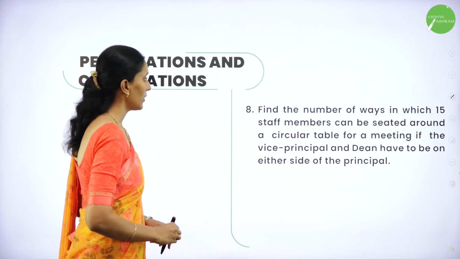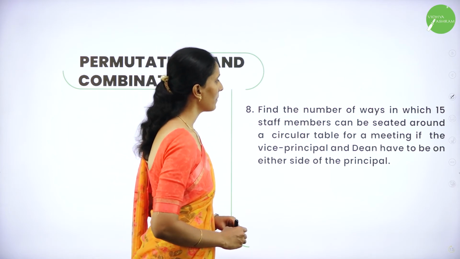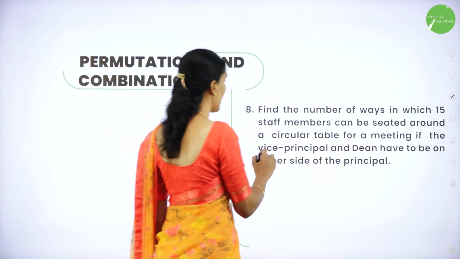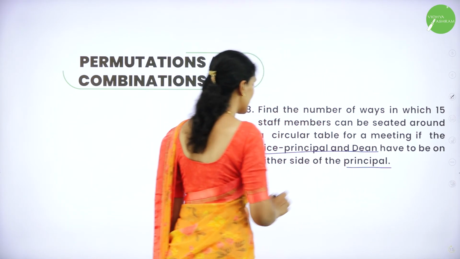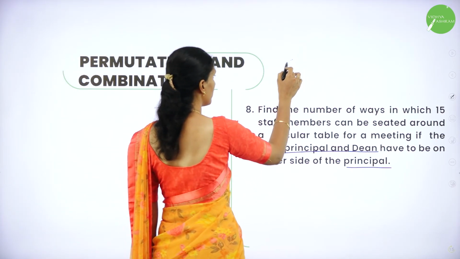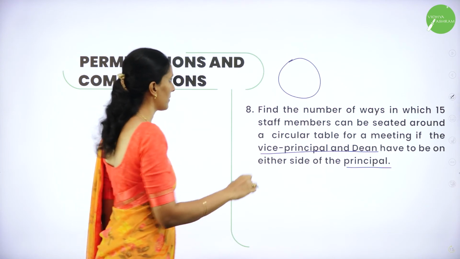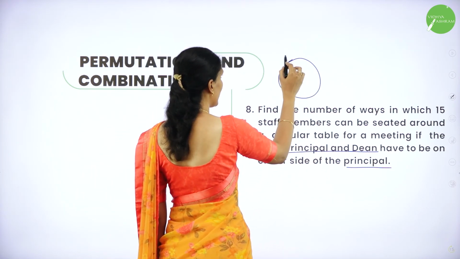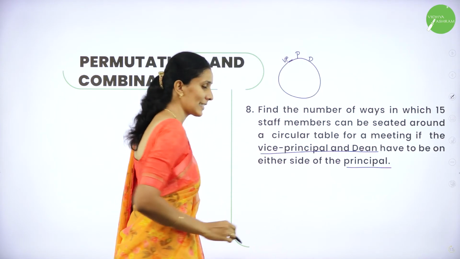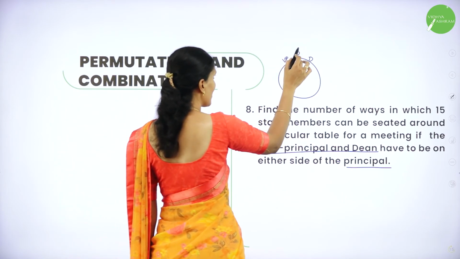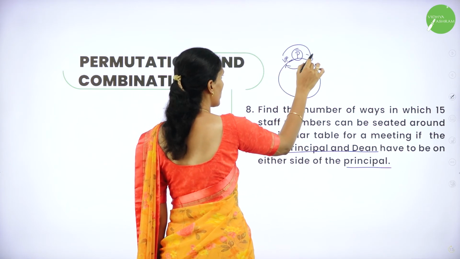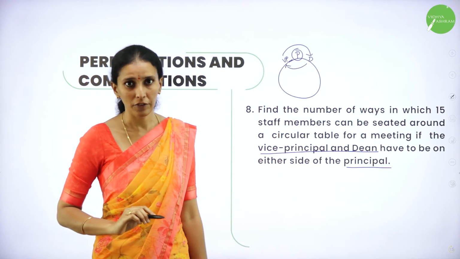Find the number of ways in which 15 staff members can be seated around a circular table for a meeting if the vice principal and dean have to be seated on either side of the principal. So we have to arrange them in a circular way. But the vice principal and dean must always be on either side of the principal. That means the place of the principal is fixed. Only the vice principal and dean can change their places, but only on either side of the principal.